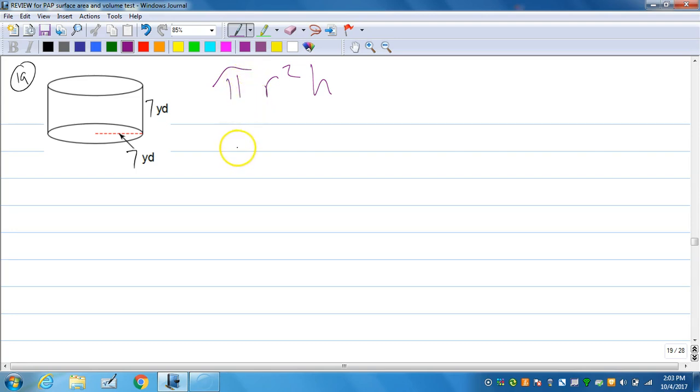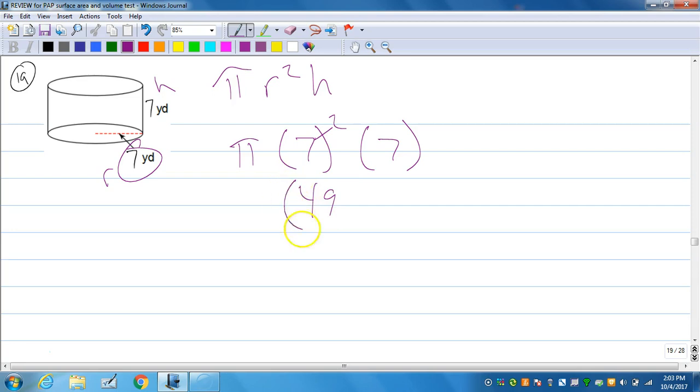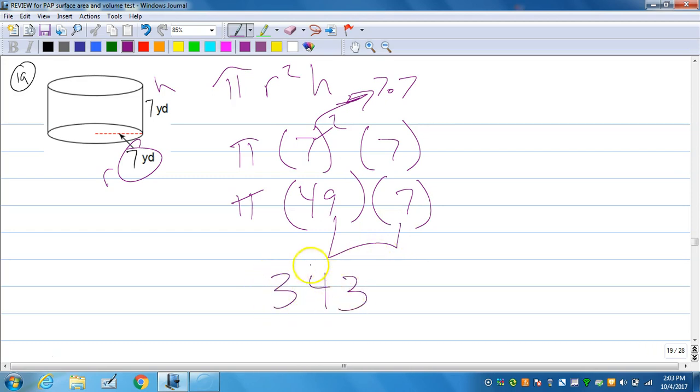Right, so it's pi. My radius is only half right here. This is r. That's r. Good to go. 7 squared times my height. Here is my height. Times 7. 7 squared is 49, times 7 times pi. You remember that 7 squared means 7 times 7. So we just multiply 49 times 7. 343. Bring down the pi symbol. And you're done.